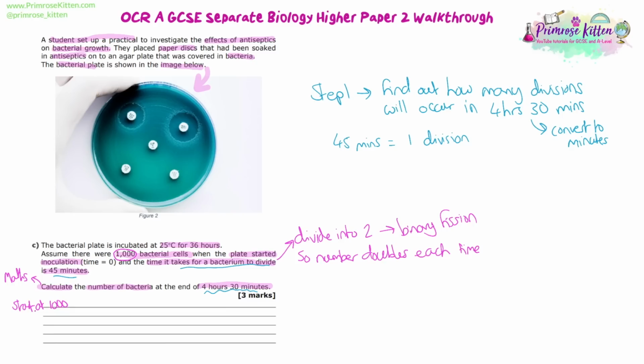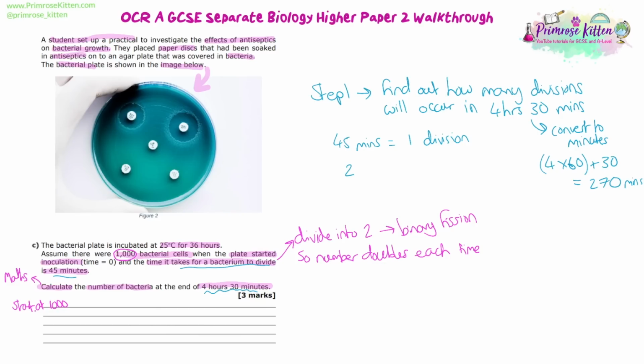So that gets us to 270 minutes. I'm just going to find out how many times 45 fits into 270. So it tells us how many divisions there are going to be in our 270 minutes, or 4 hours and 30 minutes. Sometimes they'll do this in questions, so it's worth always looking at the time that you're being asked to look at and the time it's given you.